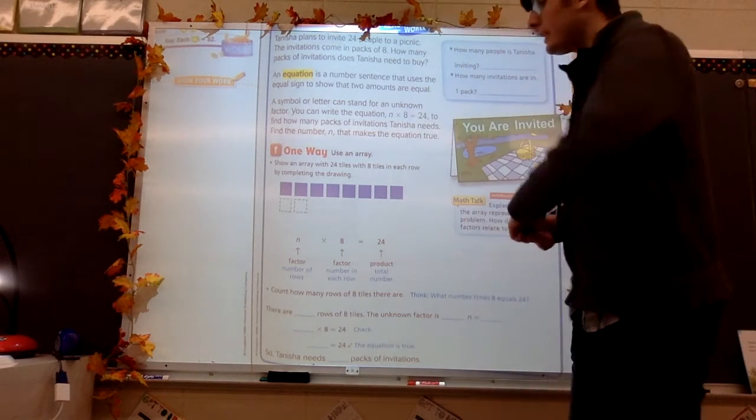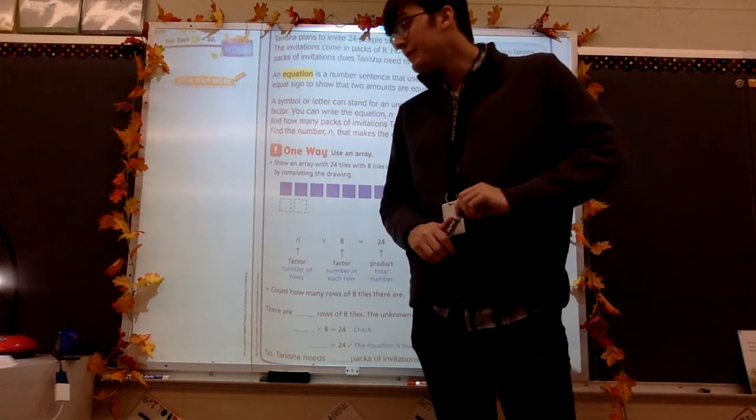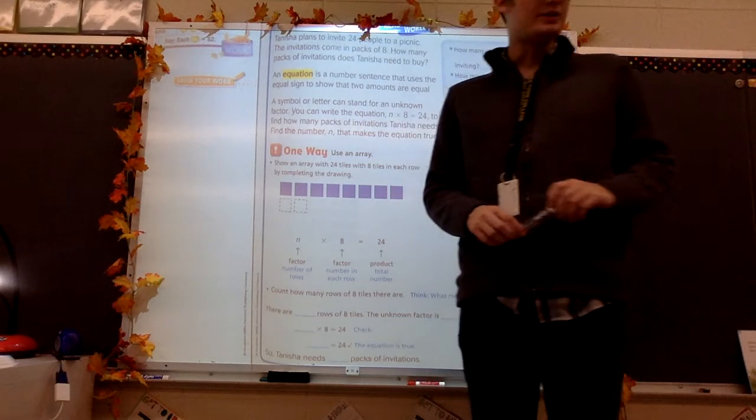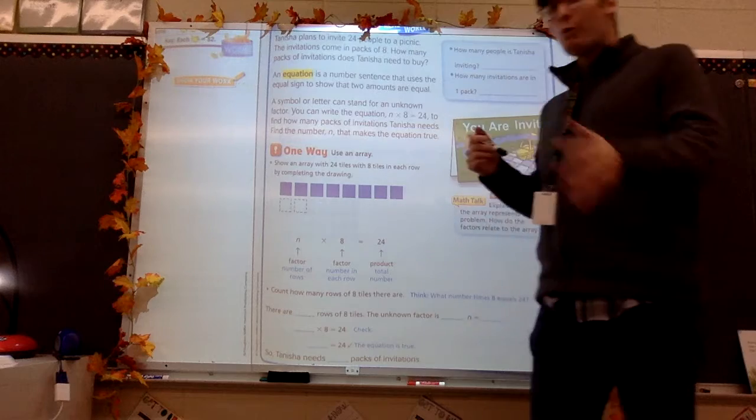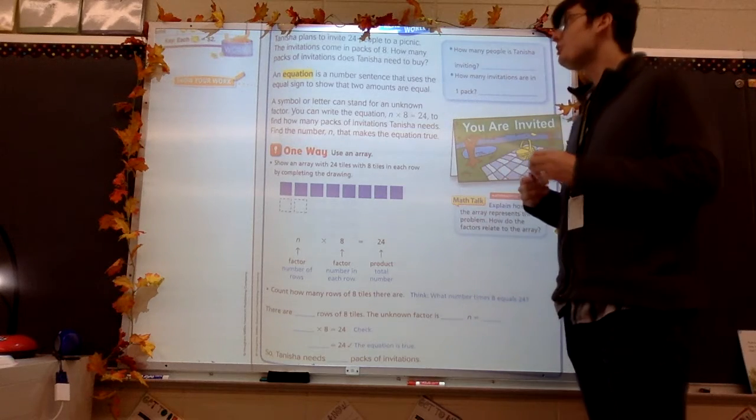We'll be starting on page 185, lesson 5.2. So 185 is the page that you need to go to. We will be continuing with multiplication.